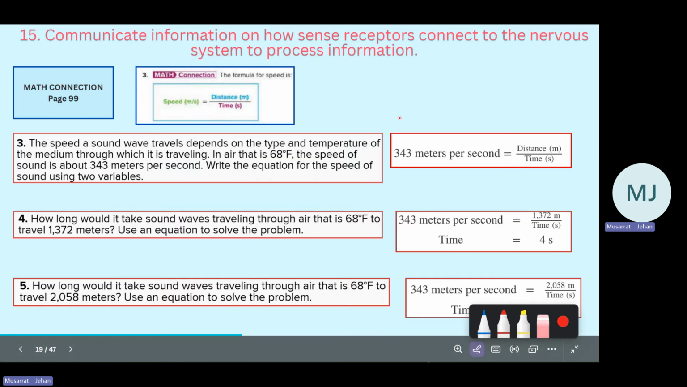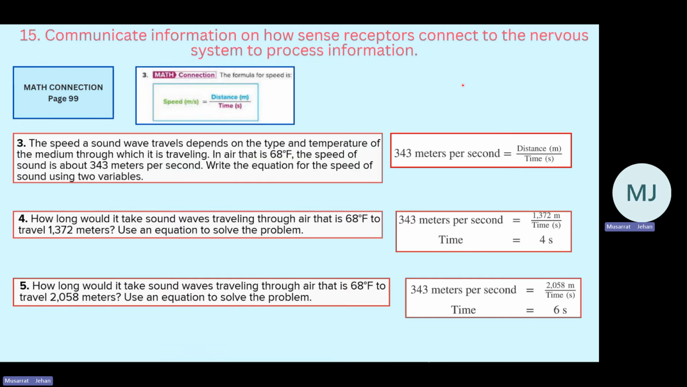In this case, you have to find time. So time will be distance divided by speed. The distance is 1,372 divided by 343. You can divide it, and the answer will be 4 seconds.